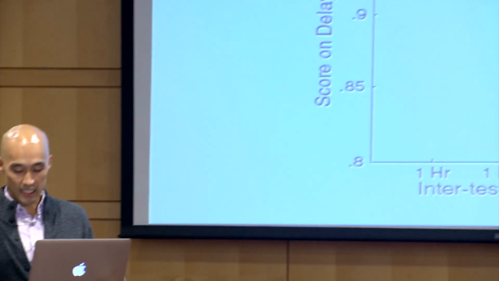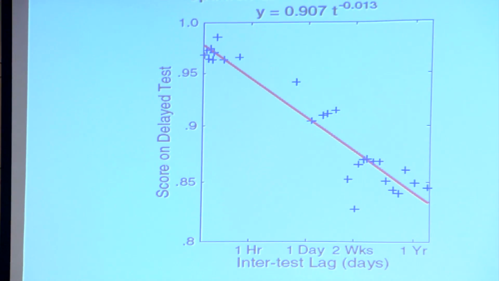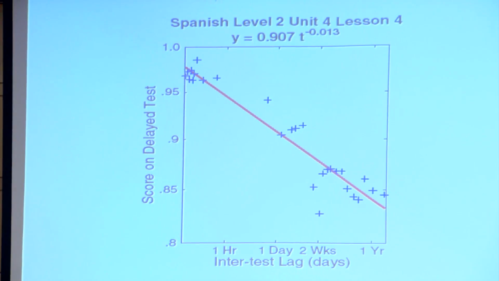So what happened? This is what happened. This is a plot that presents just one small piece of their results. What you see on the y-axis are scores on the delayed test, the second test.